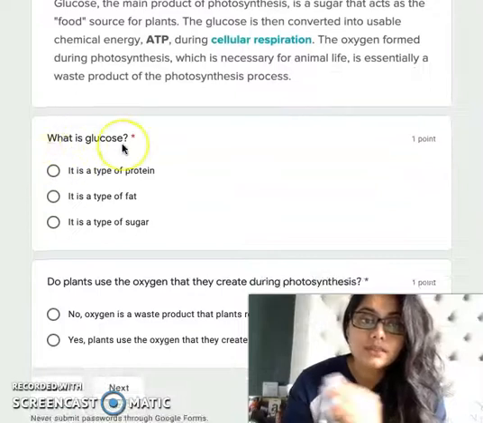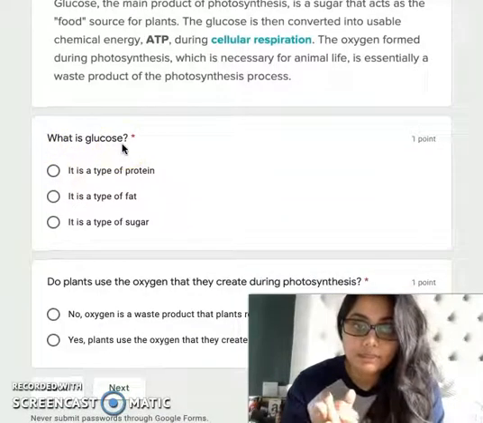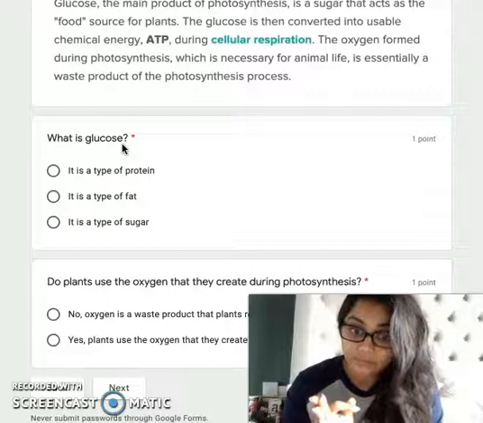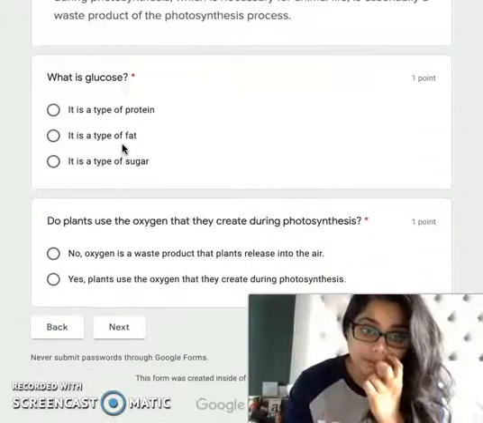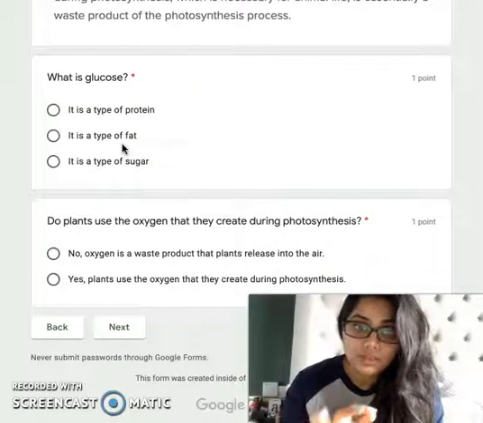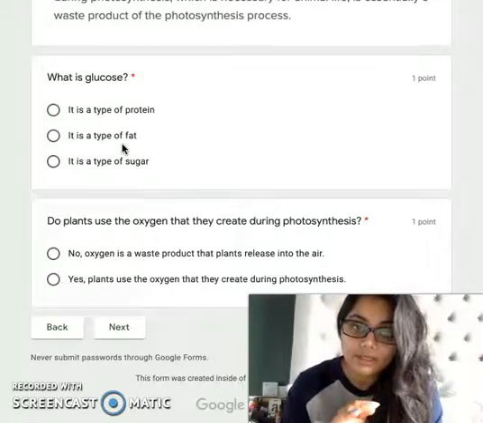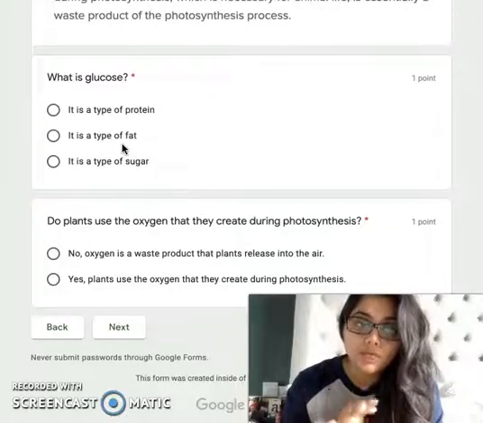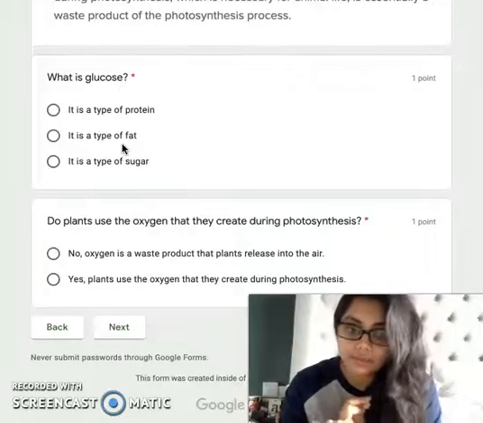So again, what is glucose? Is it a type of protein? Is it a type of fat? Or is it a type of sugar? And then the last question is, do plants use the oxygen that they create during photosynthesis? No, oxygen is a waste product and the plants release it into the air. Or yes, plants use the oxygen that they create during photosynthesis.